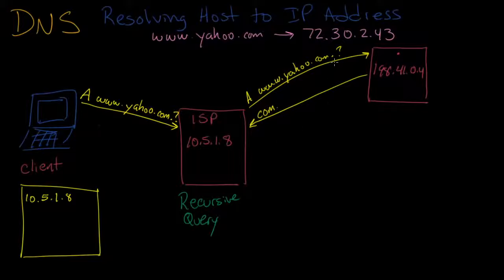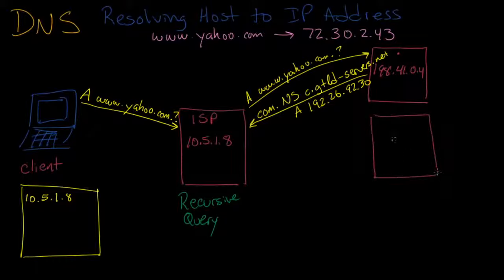It's going to start from the right-hand side, and since this is the root name server, it's going to add on one little piece, and that's going to be the next DNS server to ask. So it comes back and says, go ask the com domain name server. It is c.gtld-servers.net, whose address is 192.26.92.30. The ISP's name server is going to take that response and reissue it to the com DNS server.